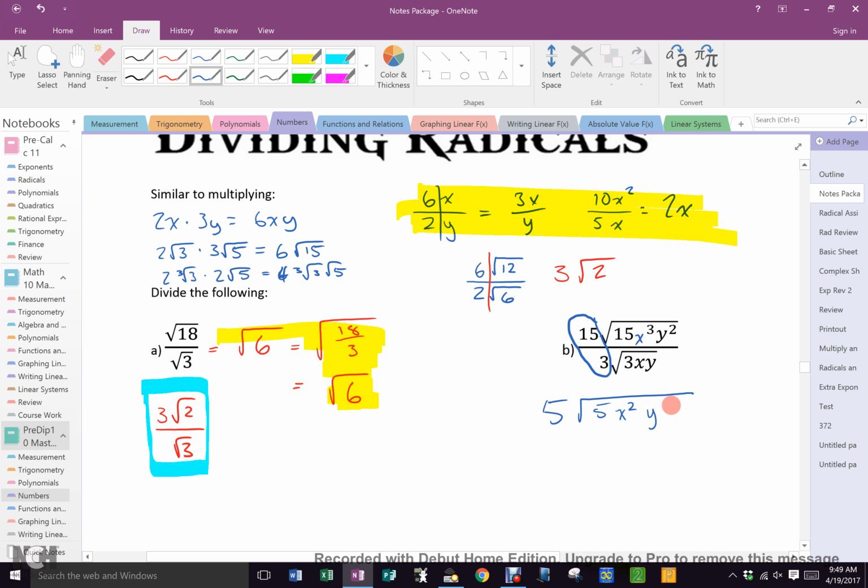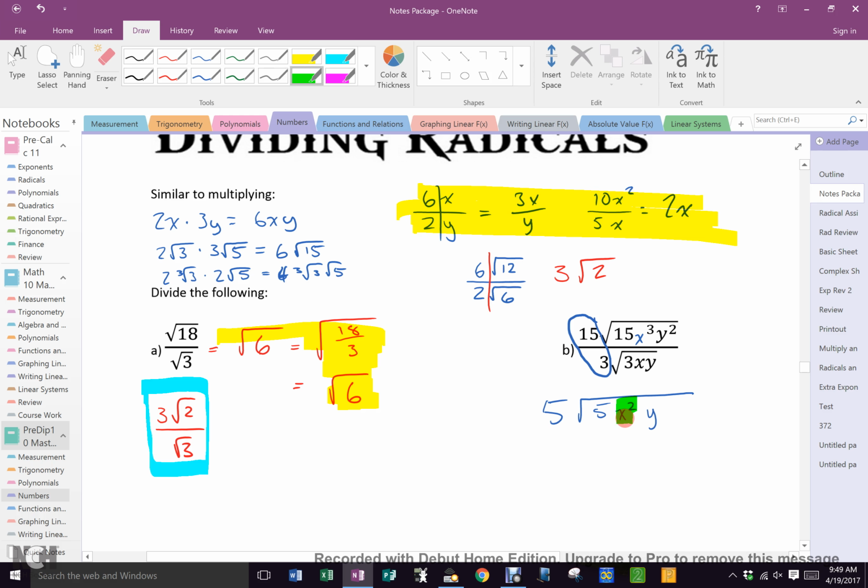Everybody cool? Now, can I leave it like that? Why not? Something about that can be fixed up. What, Karina? There's a square x's there, yes? That's 2 x's, right? So how many x's come out here? 1. 5x root 5y. Is everybody cool with the easy stuff?